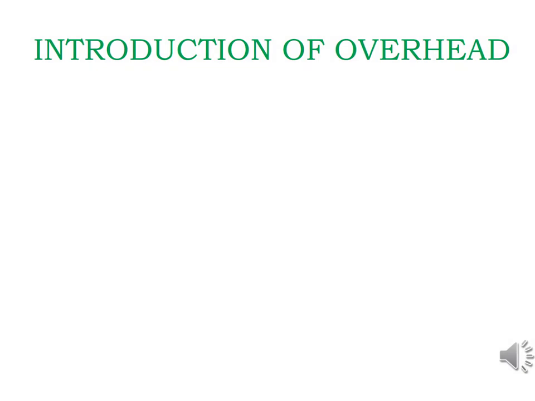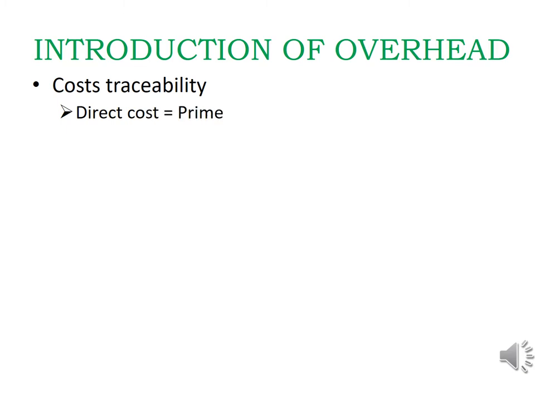Do you remember what overhead is? You learned this in Chapter 3. Based on cost element, there are direct and indirect costs. Direct cost is also known as prime cost, while indirect cost is known as overhead. Yes, all indirect cost is overhead.